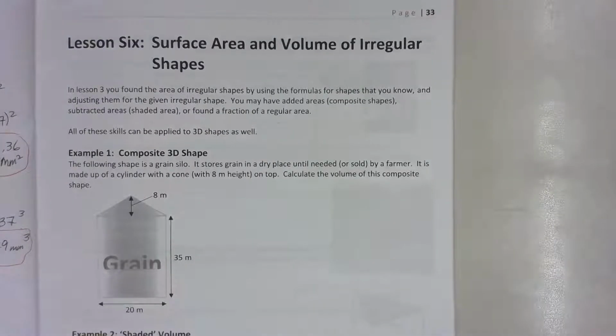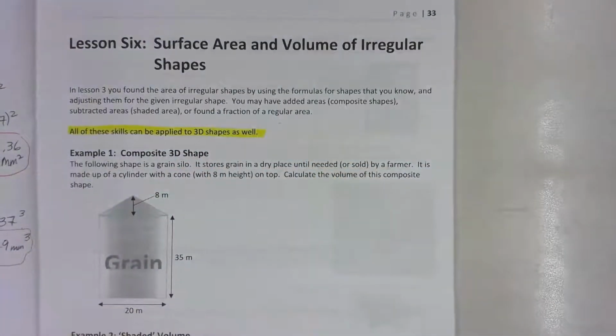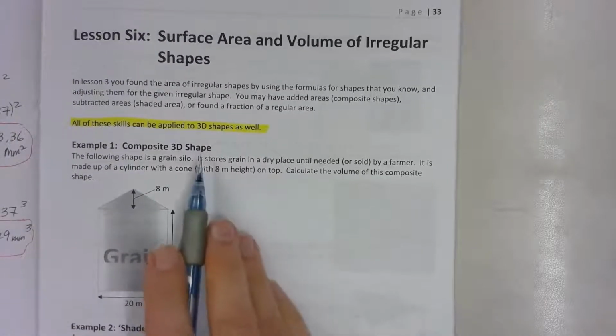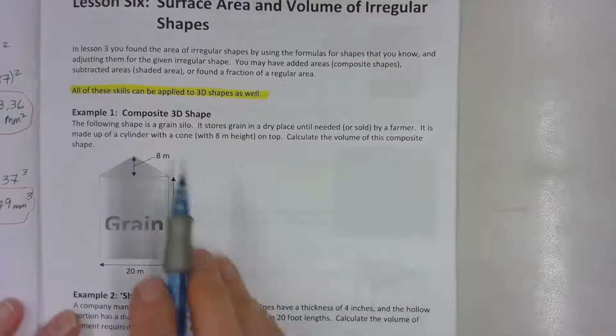All of these skills can be applied to 3D shapes as well. So that's something to think about, right? All the little tricks that you learned to find irregular shapes in perimeter and area, we can apply these for 3-dimensional shapes as well. Let's take a look at this first one.